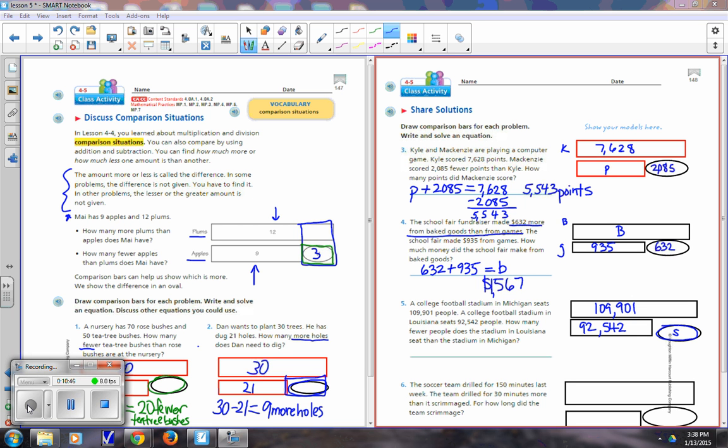So I'm going to make that S for seats. And it's going to be S equals 109,901 take away 92,542, which equals 17,359 seats. Now, actually it shouldn't be seats, should it? What should it be? In your form, I ask you.